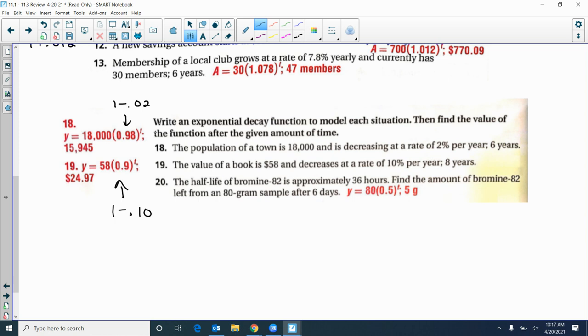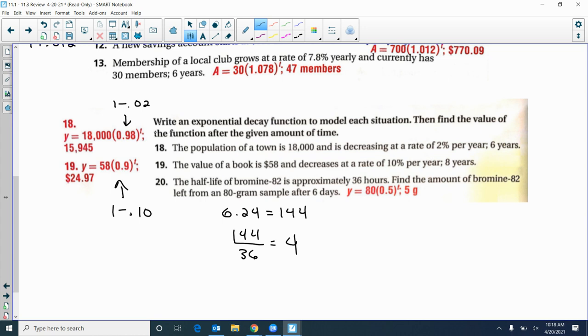All right, now that one's a little bit different because they give you the half-life as 36 hours. What's going to happen after 6 days? How many half-lives will have occurred? Well, first you have to multiply those 6 by 24 to get that in hours. So 6 times 24 is 144. Then you divide that by the 36, and you get 4. Good, Zach. So that's what your T should be.